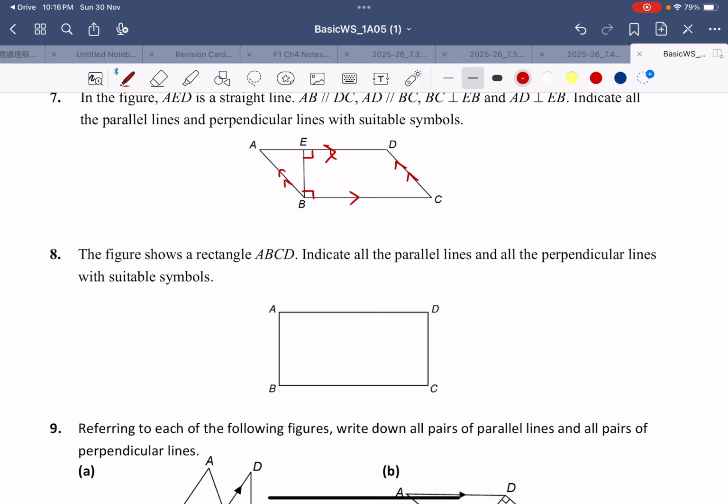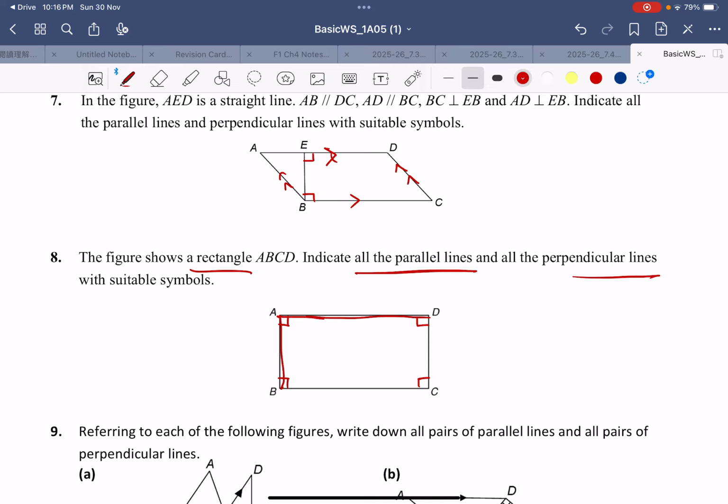Okay, indicate all parallel lines, perpendicular lines for the following figure. It is a rectangle. Okay, by definition, you know there are 4 right angles at the corner. And then that means AB will be perpendicular to AD, and similarly AB perpendicular to BC, so on and so forth. And you have two pairs of parallel lines. This is parallel, and AB parallel to DC as well. So mark it all.